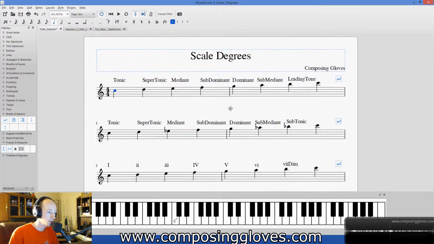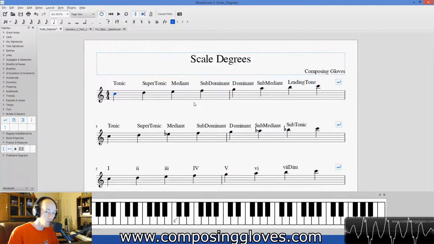And so the first system is, here we have the C major scale, and each scale note is assigned a name, and it's relative to the scale. So the first note in the scale, and here we're talking about major scales, is the tonic. And then we have the supertonic, the mediant, the subdominant, dominant, submediant, and leading tone.